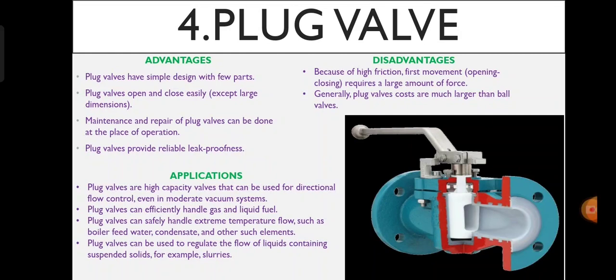Application of plug valve. Plug valves are high capacity valves that can be used for directional flow control even in moderate vacuum systems. Plug valves can efficiently handle gas and liquid fuel. They can safely handle extreme temperature flow such as boiler feed water, condensate and other such elements. Plug valves can be used to regulate the flow of liquid containing suspended solids, for example slurries, and also high density liquids.